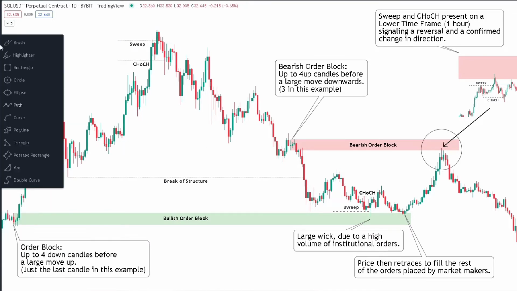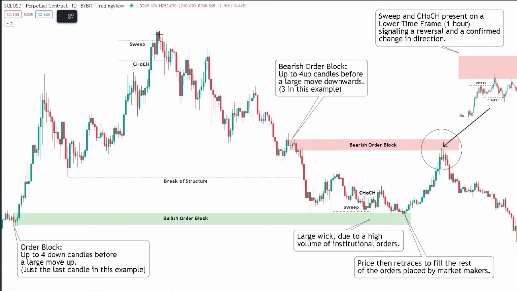So this is an example of me identifying one. As you can see, before this large move down, we have a change of character, a sweep, and we have this break of structure. This means we can confirm this last daily candle as our order block. And this would be our bearish order block.